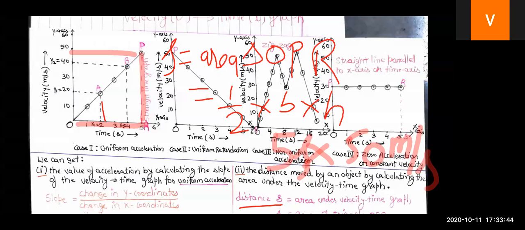So children, this is half into 5 seconds into 50 meter per second. So this will give you the answer. If you divide it, your final answer will be 125. Yes, it's 125 meter, because your second will get cancelled and you are getting the answer in meter.